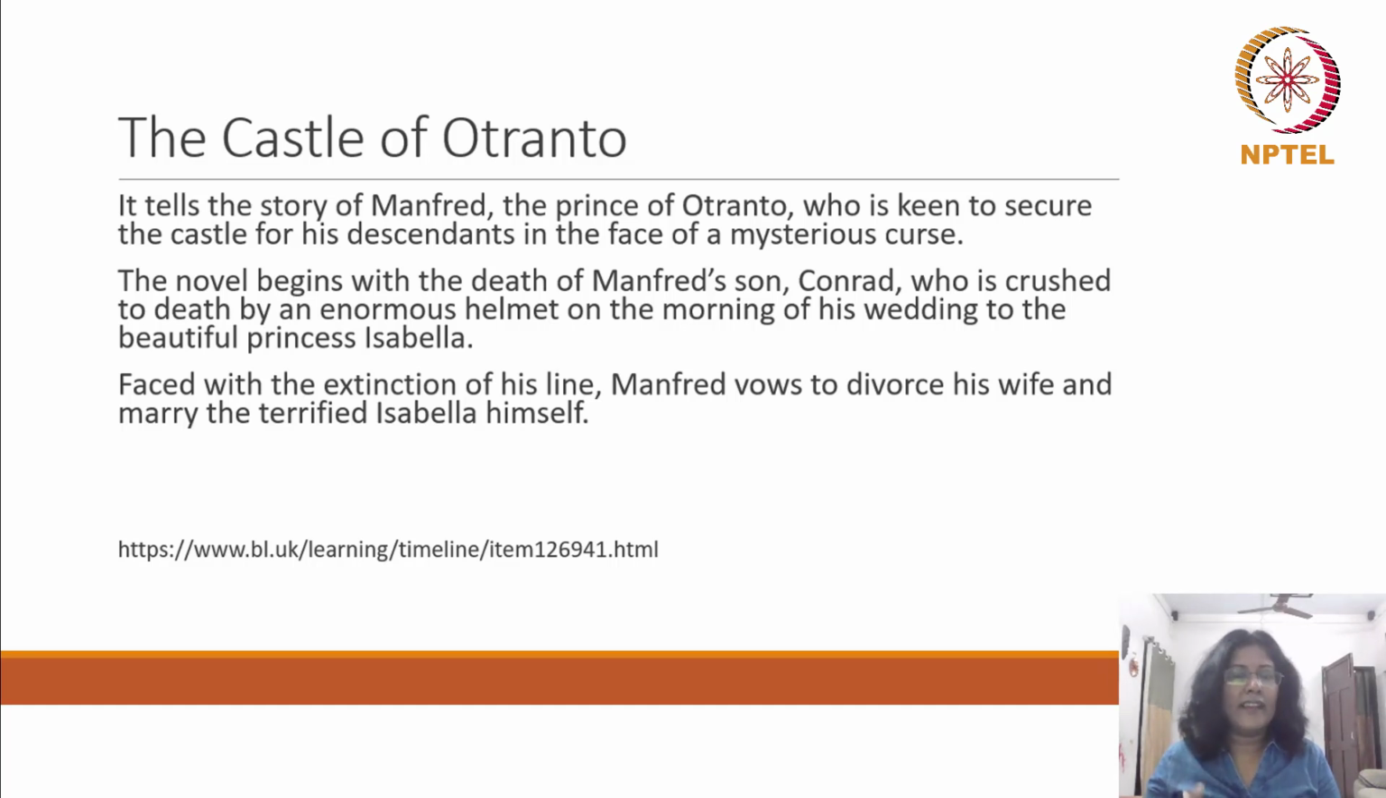So the novel begins with a wedding, but the wedding doesn't happen. The wedding is supposed to happen between the son of Manfred, called Conrad, and a beautiful princess called Isabella. But the wedding, as I said, does not happen because Conrad meets with an accident and dies. And interestingly, that would make sure that the castle doesn't pass on to the descendants of the Prince of Otranto. So what he does is he decides to marry Isabella himself by divorcing his wife. So it's a very, very bizarre plot.